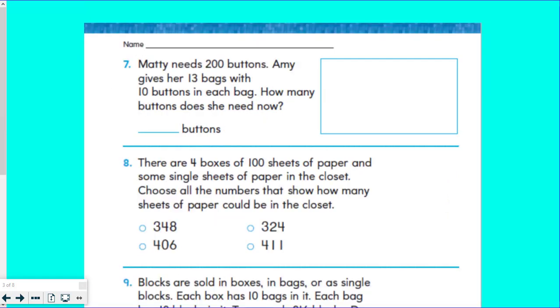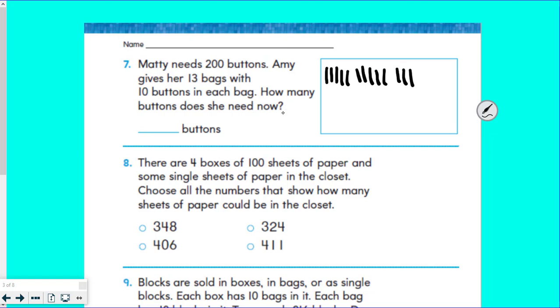Maddie needs 200 buttons. She needs 200. Amy gives her 13 bags with 10 buttons in each bag. How many buttons does she need now? So we've got to draw a picture for this one. So she's given her 13 tens, right? 13 bags of 10, right? That's 13 tens. So 10, well, let's count 13, right, to 13. So 2, 3, 4, 5, 6, 7, 8, 9, 10, 11, 12, 13.